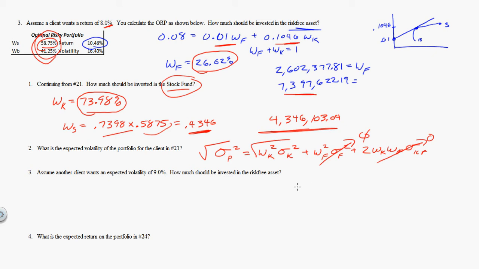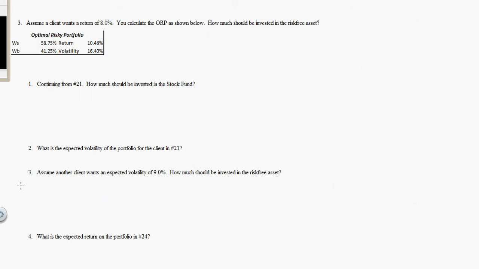I can take the square root of both sides, and the volatility of my portfolio is equal to the weight in the optimal risky portfolio times its volatility, which is equal to 0.7398 times 0.1640, which is equal to 0.1214. Alright, let me clear this off and we'll look at the last two problems.